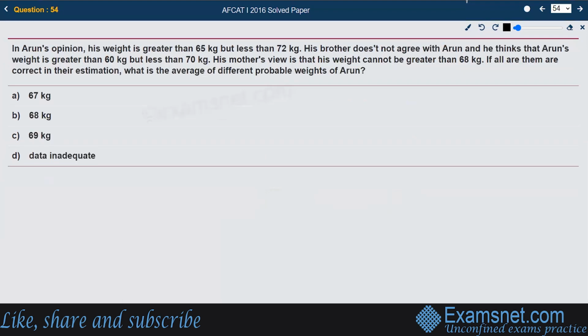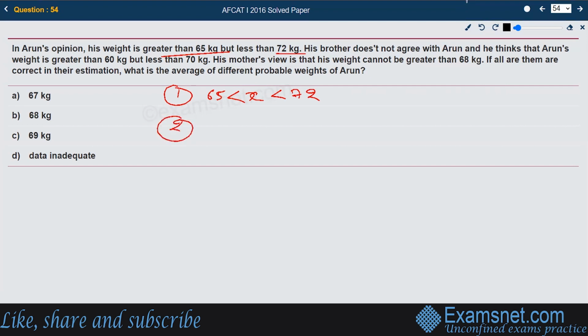Next, in Arun's opinion, his weight is greater than 65 kg but less than 72 kg. His brother does not agree and thinks a different way. So let us keep on making the weight. Let the weight be x. The first opinion says it has to be greater than 65 kg but less than 72, so let us write that as an inequality. This is the first person's opinion, Arun's opinion.